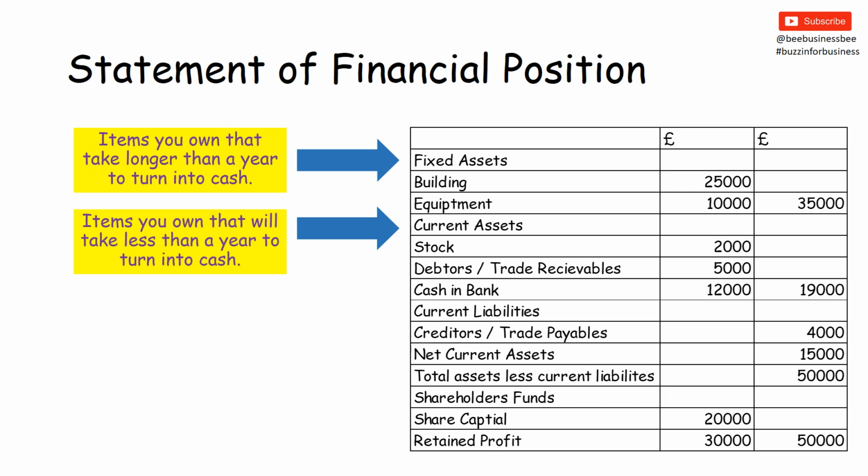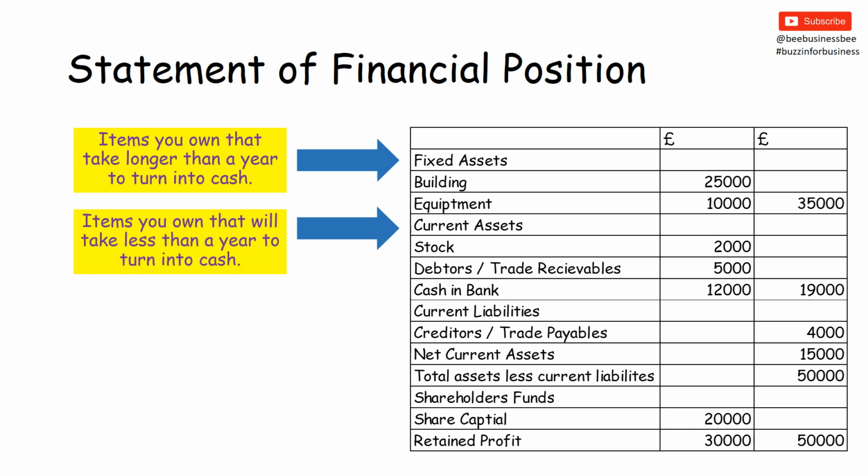Then we have our current assets. Now, current assets are items that I own that will take less than a year to turn into cash. So, for example, we have stock, sometimes called inventory. I have debtors, so people who have a debt to me, so they owe me money, or trade receivables. So the same thing, it's just a new terminology. And then I have cash in the bank. And I can add those three different types of current assets, things that I own that I can turn to cash within a year, and that would give me £19,000 in my total column in this business.